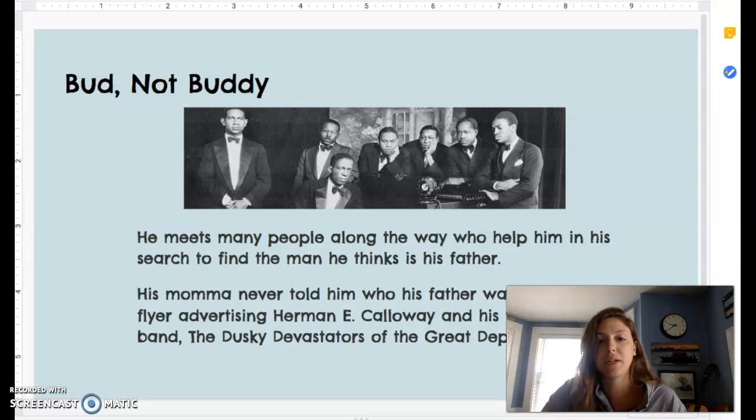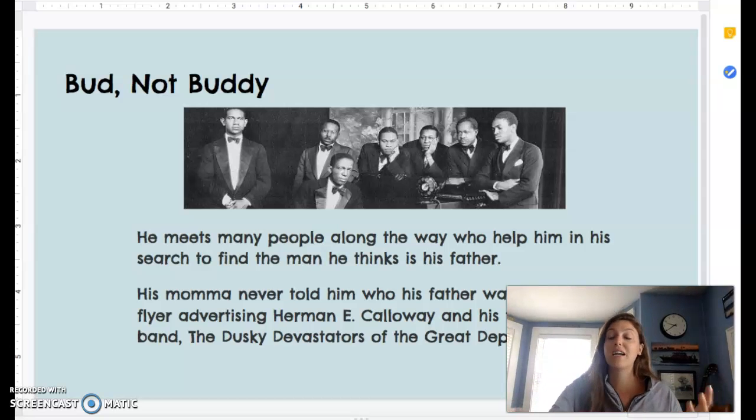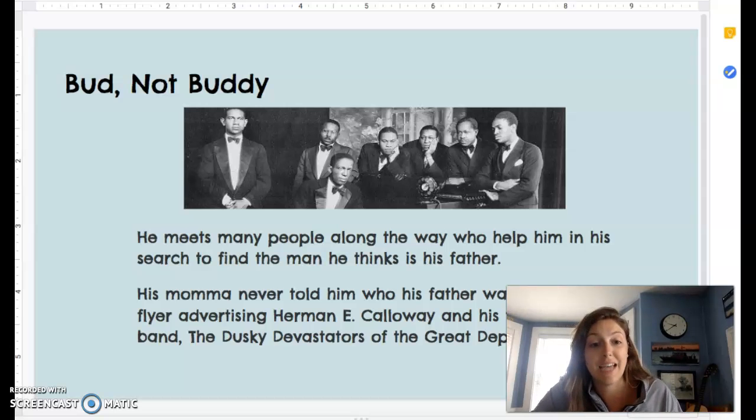So during your story, he's going to meet a lot of people along the way that are going to help him in his search to find this man who he thinks is his father. His mom never really told him who his father was, but when she passed away, he was left with this flyer that was advertising Herman E. Calloway and the famous jazz band, the Dusky Devastators of the Great Depression. So his goal as he's traveling is to try to find this band and really find his dad.